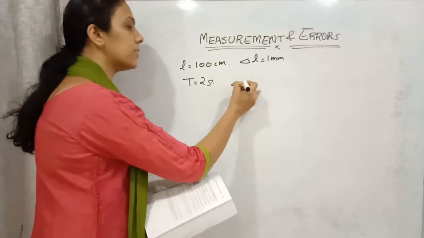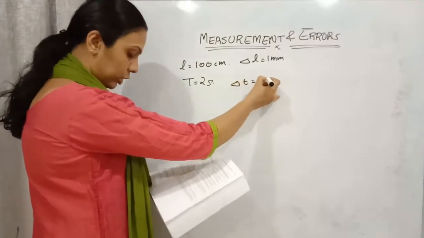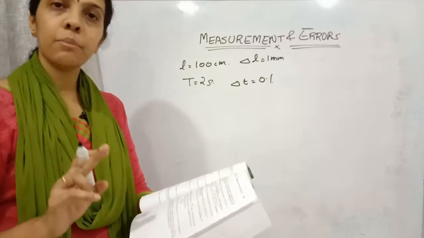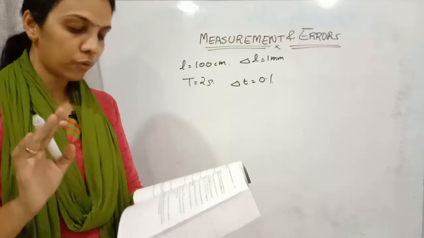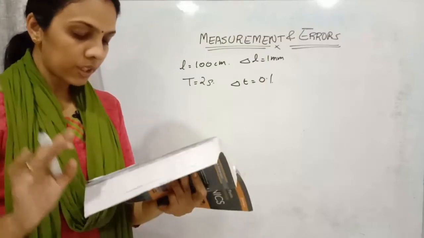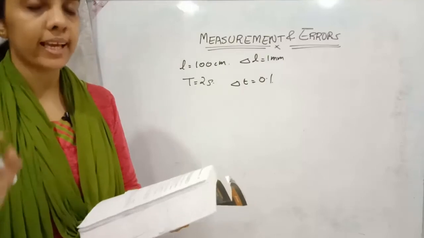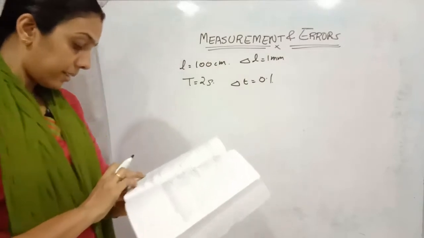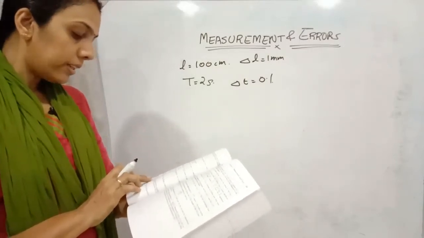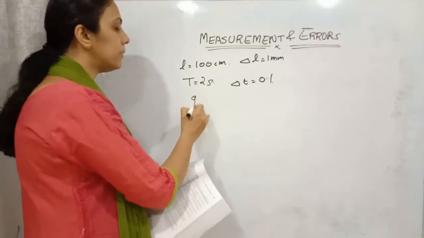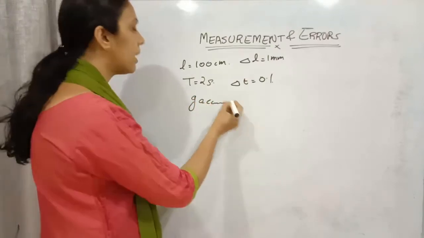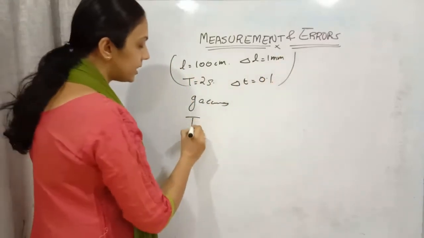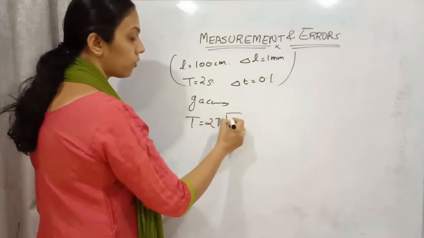So the resolution is given as 0.1 second. Then, what is the accuracy in the determined value of G? The accuracy of the G value we need to find out. So including all these things, which formula do we know? Time period T equals 2 pi into root of L by G.